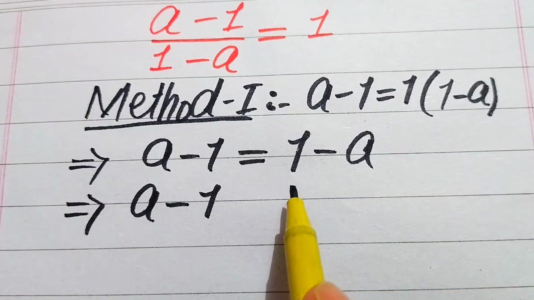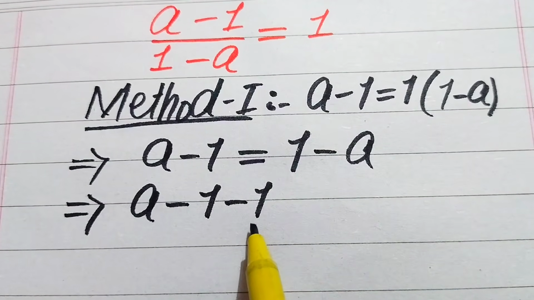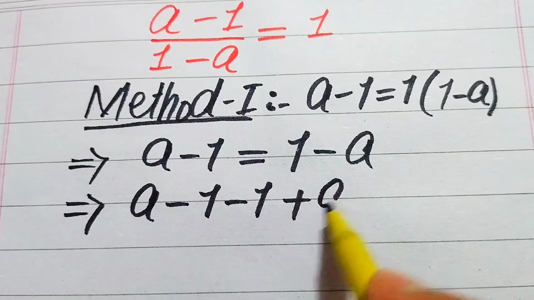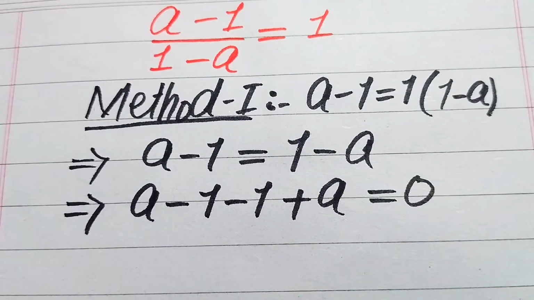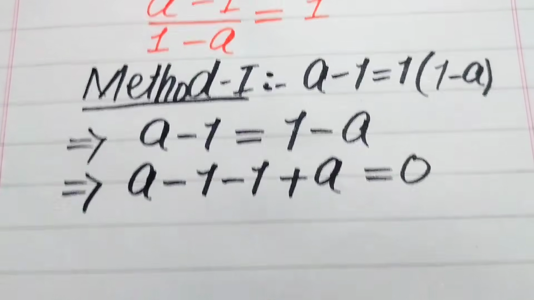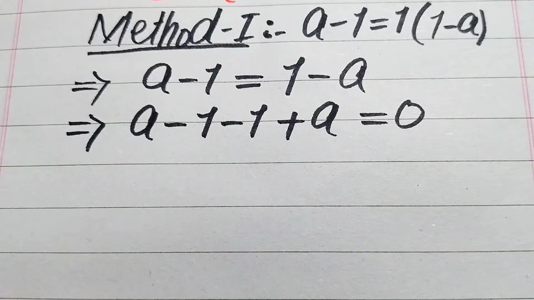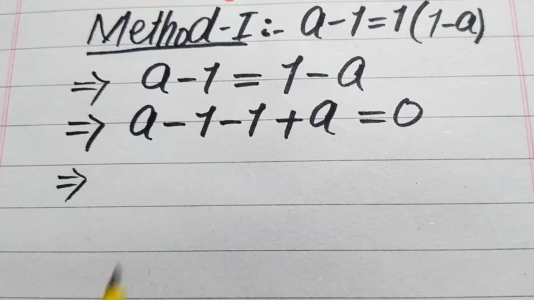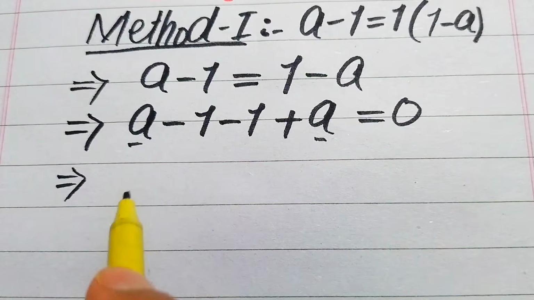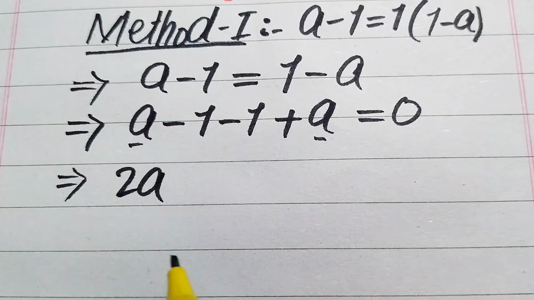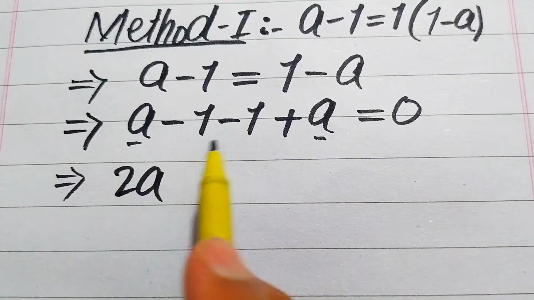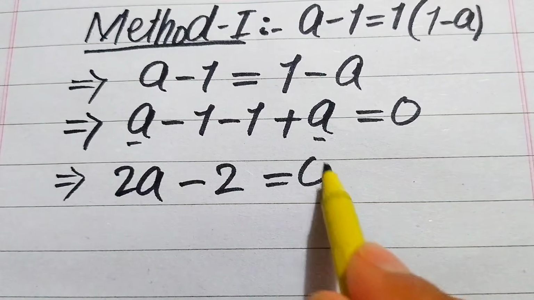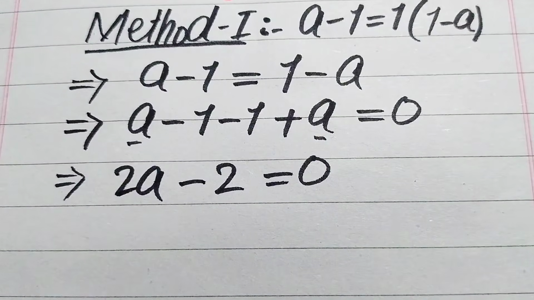You see here this is positive 1. When we move it to the left hand side, it becomes negative 1. This is negative a, which becomes positive a, and this whole equation is equal to 0. And now in the next step we need to add or subtract the like terms. So first we add a plus a, that is equal to 2a, and minus 1 minus 1 is minus 2, and this whole equation equals 0.